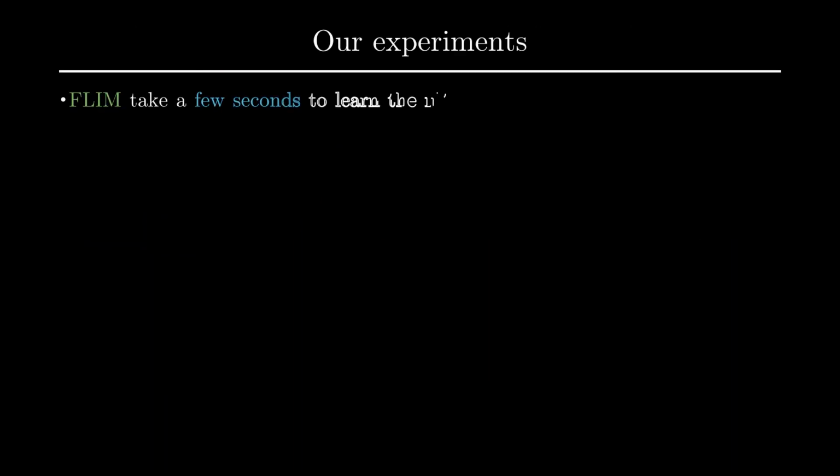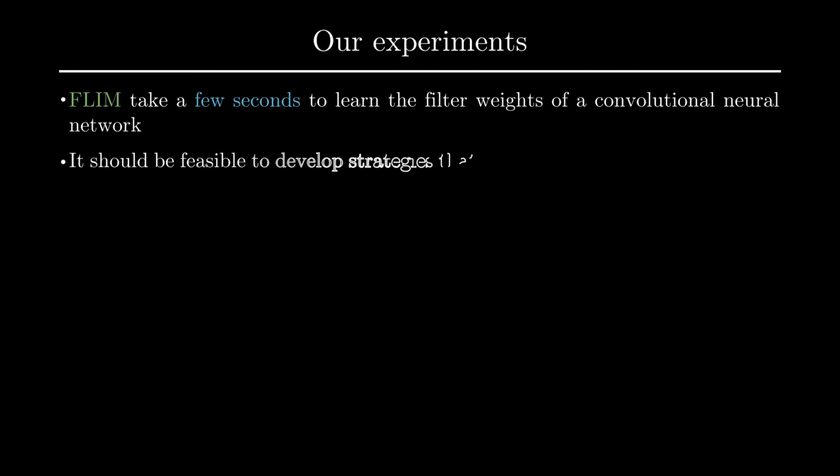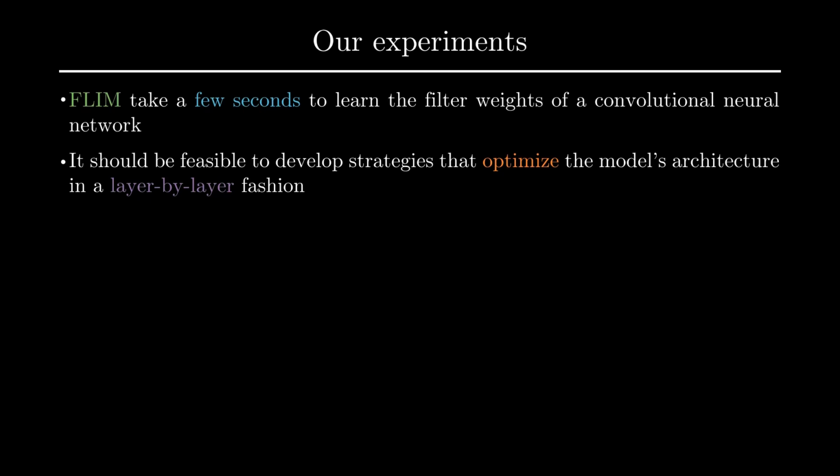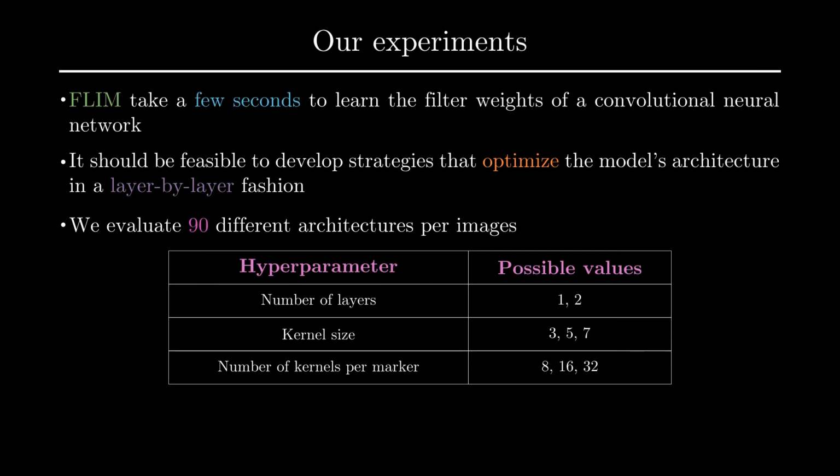For a given set of user-drawn markers, FLIM may take some seconds on CPU to learn a simple convolutional neural network. Therefore, it should be feasible to develop strategies that optimize the model's architecture in a layer-by-layer fashion. We evaluate the segmentation pipeline for 19 different models per image by varying the number of layers, size of filters, and the number of filters per marker. Here are the hyperparameters we used. Assuming that architectural optimization is feasible, we selected the best model per image in order to compare its results with the other feature structures.